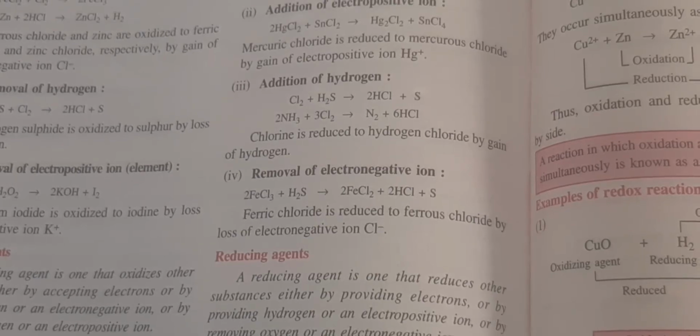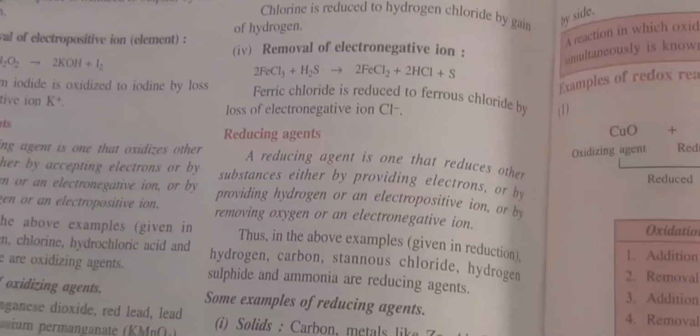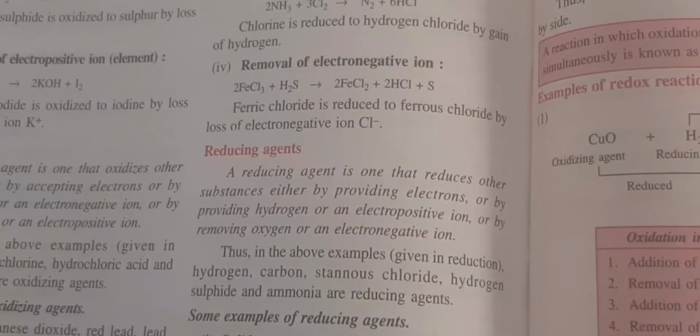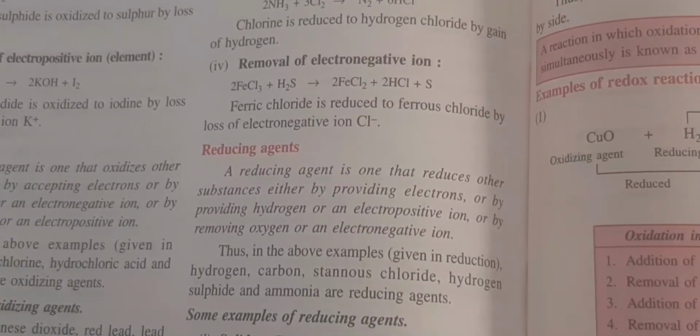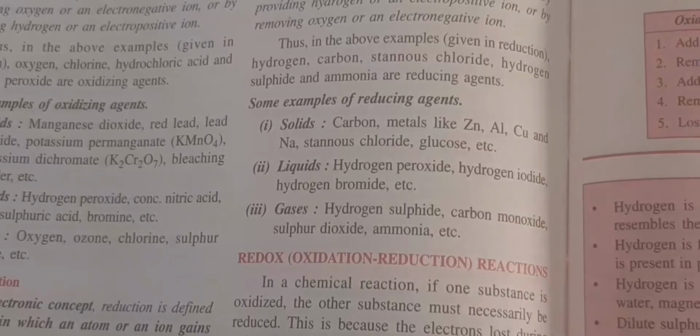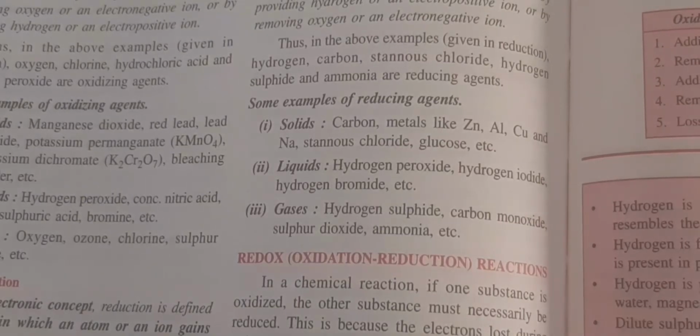Now all these things, who is helping? Reducing agents. The process of reduction is helped by reducing agents. Either they provide electrons, or they provide hydrogen or electropositive ions, or they help in removing oxygen. All these examples are basically of reducing agents. Here a large number of reducing agents are given, so learn them. Solids: carbon and metals. Liquids: hydrogen peroxide, hydrogen iodide. Gases like hydrogen sulfide and carbon monoxide.